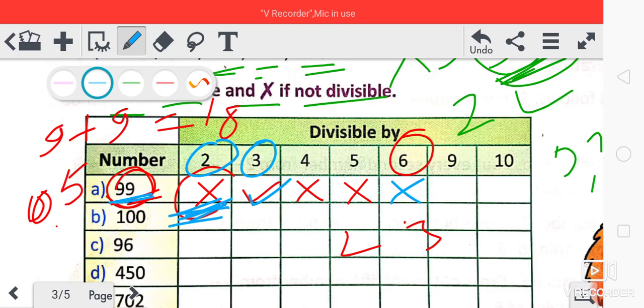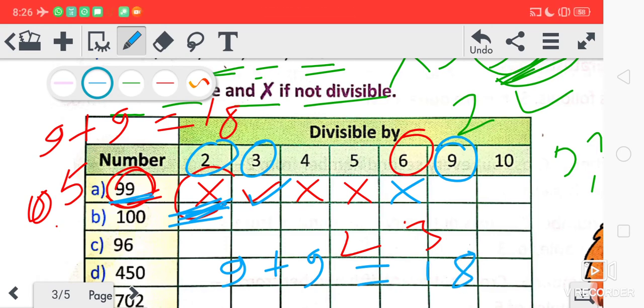Then with 9, will it be divisible? What is the rule for 9? We have to add the digits, 9 plus 9. How much will we get? 18. 18 comes in the table of 9. 9 twos are 18. So it is divisible by 9. For 10, the last digit should be 0. What is the last digit here? The last digit is 9. So it is not divisible by 10.